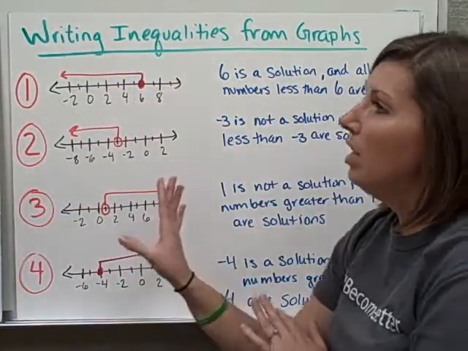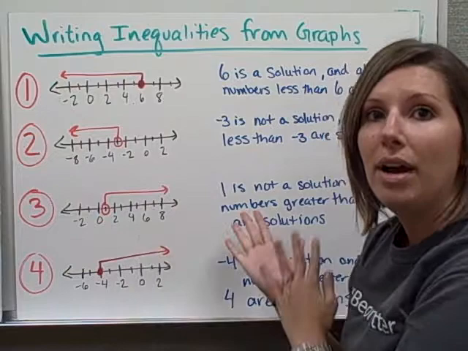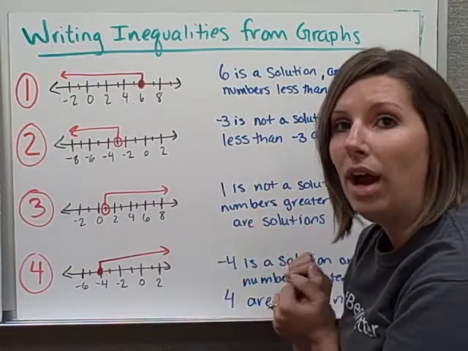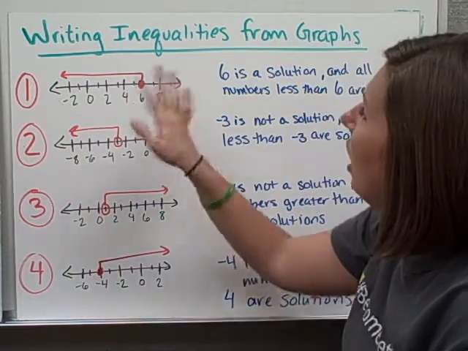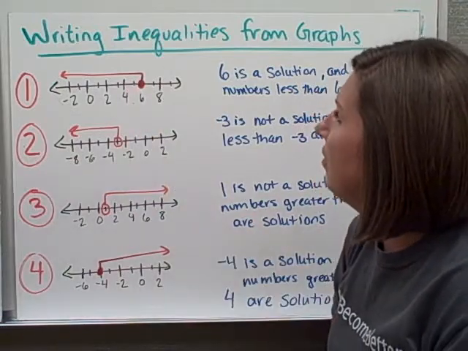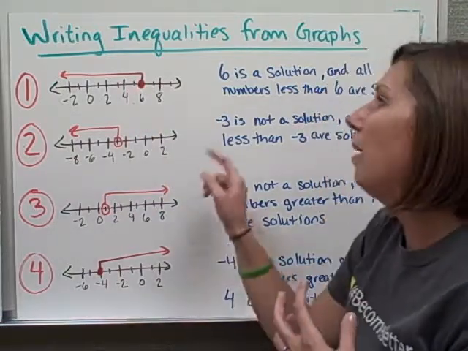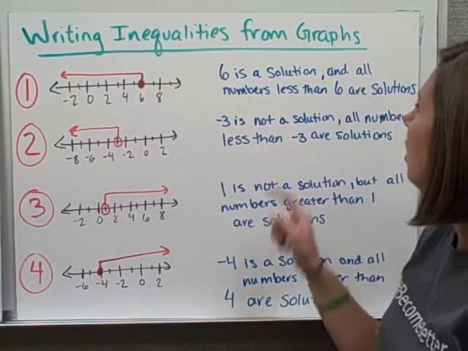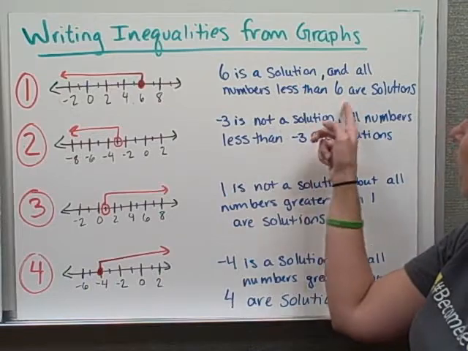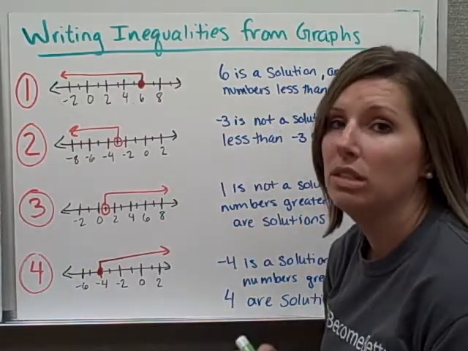What if I give you the graph and you have to write the inequality for that graph? Well, it's like what we just did in reverse. So we take a look at our graph, and we need to think about what's happening. Well, in this graph, 6 is a solution. And all the numbers that are less than 6 will also be solutions.